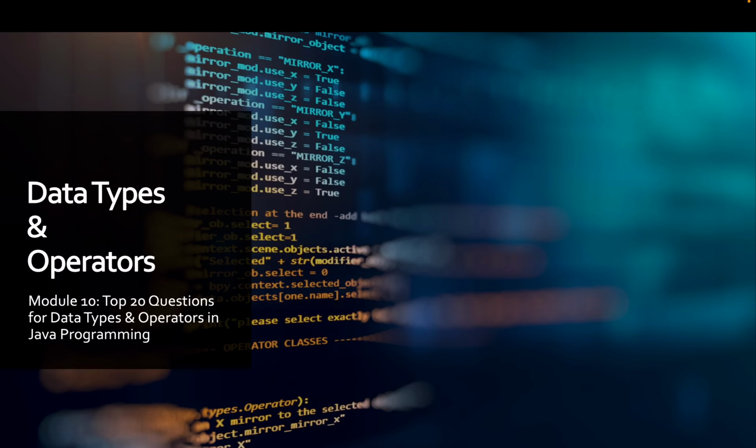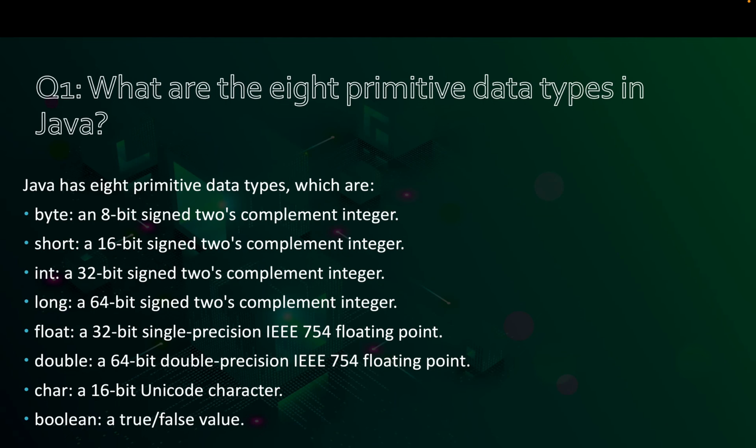In this module we will talk about top 20 interview questions for data types and operators in Java programming. So let's get started with question number 1. What are the 8 primitive data types in Java? Java has 8 primitive data types which are byte, short, int, long, float, double, char and boolean.